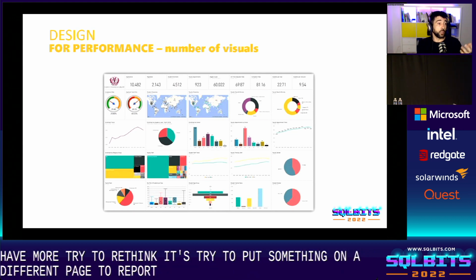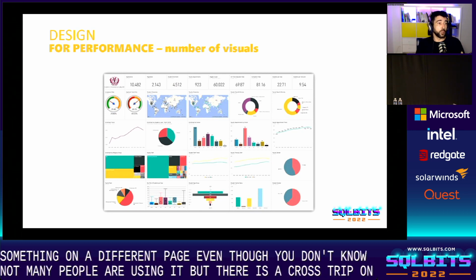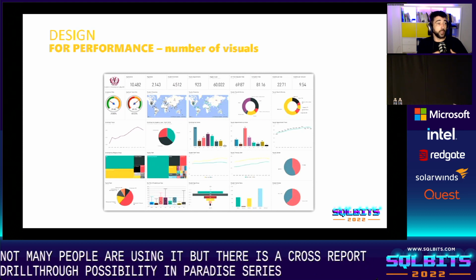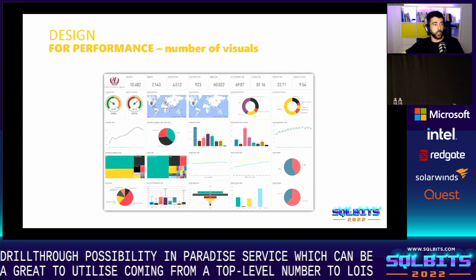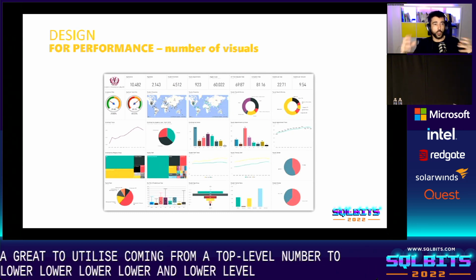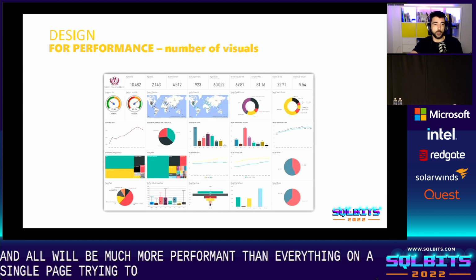I don't know, not many people are using it, but there is a cross-report drill-through possibility in Power BI service, which can be great to utilize, coming from a top level number to a lower and lower level, just through different reports. And all will be much more performant than having everything on a single page and trying to show everything on a single page.